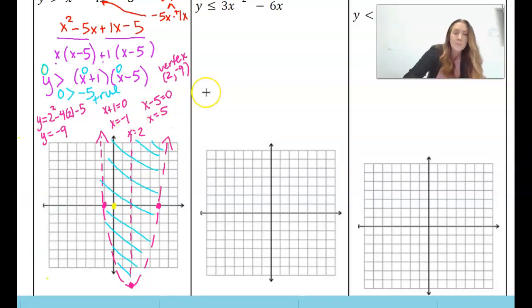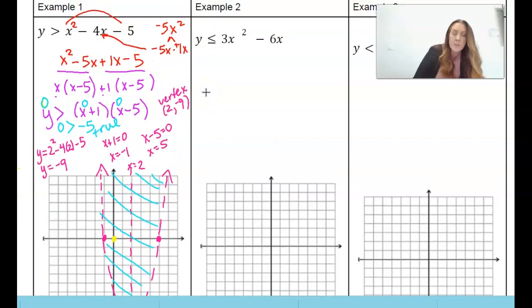All right, let's try another one. So let's look at example number 2. Well, this one, I know I can factor that as well. So this is going to be common factoring. So I get y is less than or equal to, they both divide by 3, and they both have an x in common. So if we divide by 3x, we're left with x minus 2.